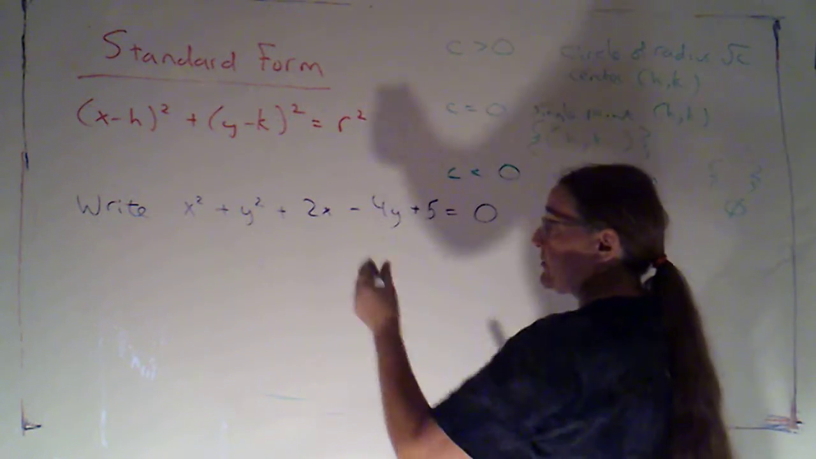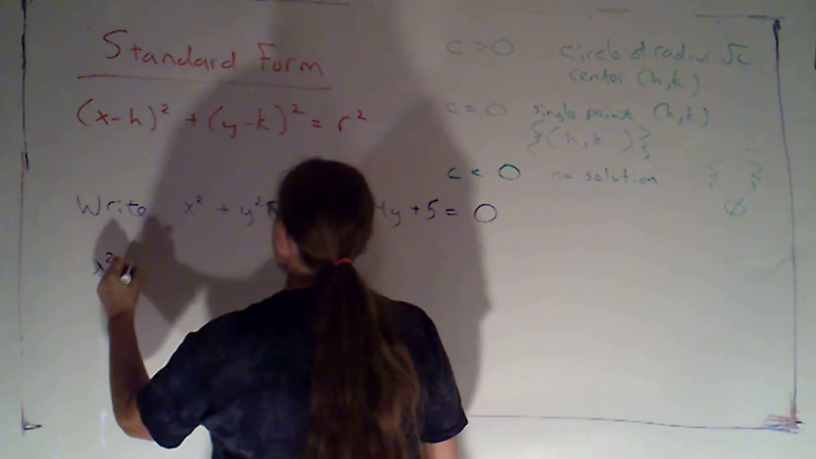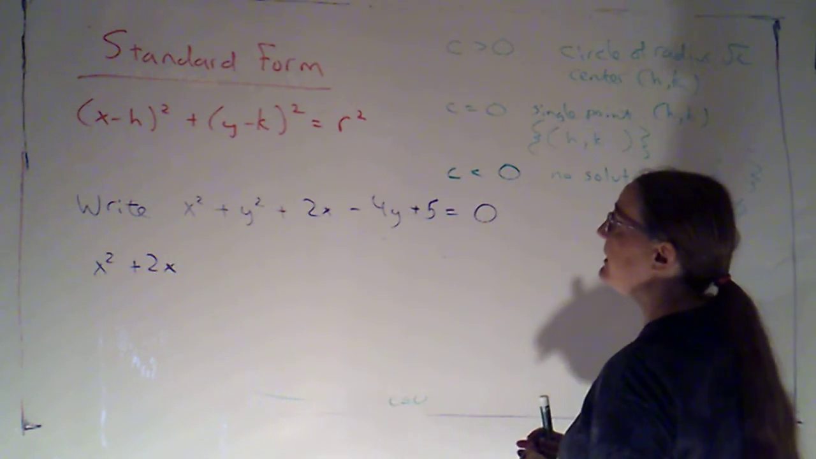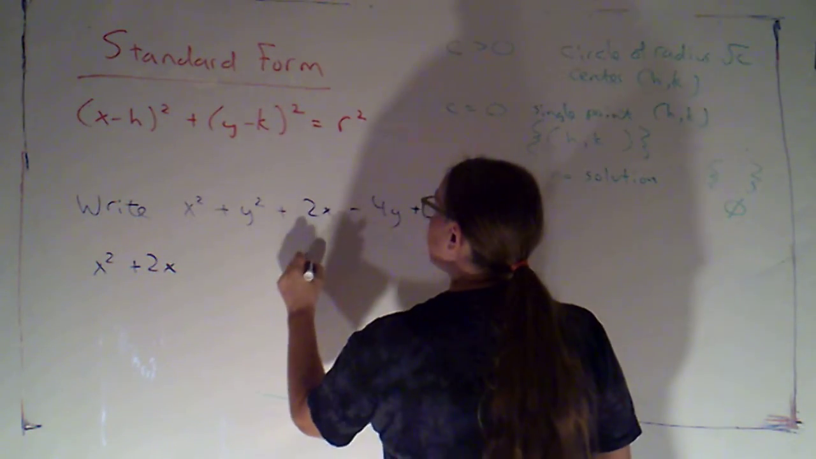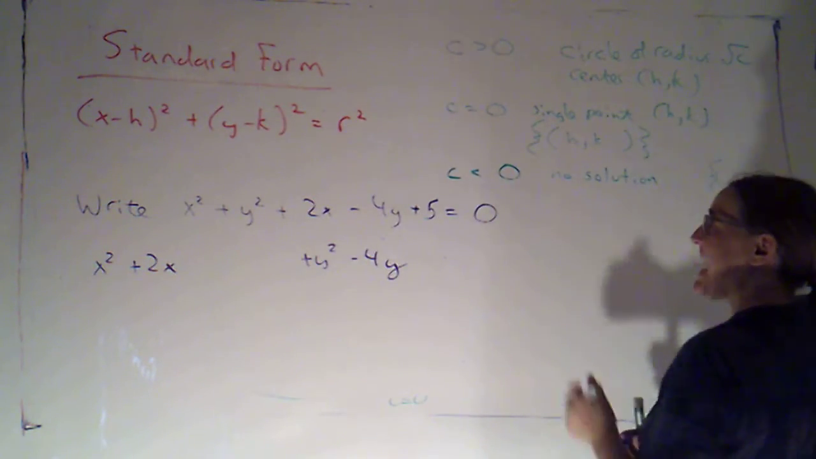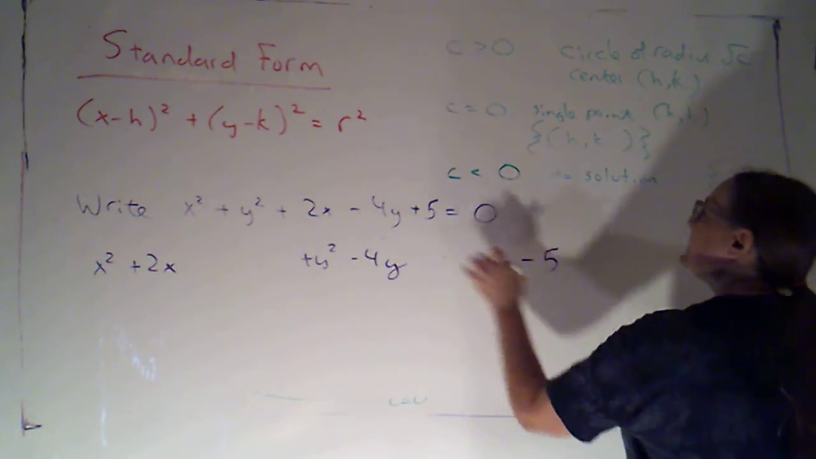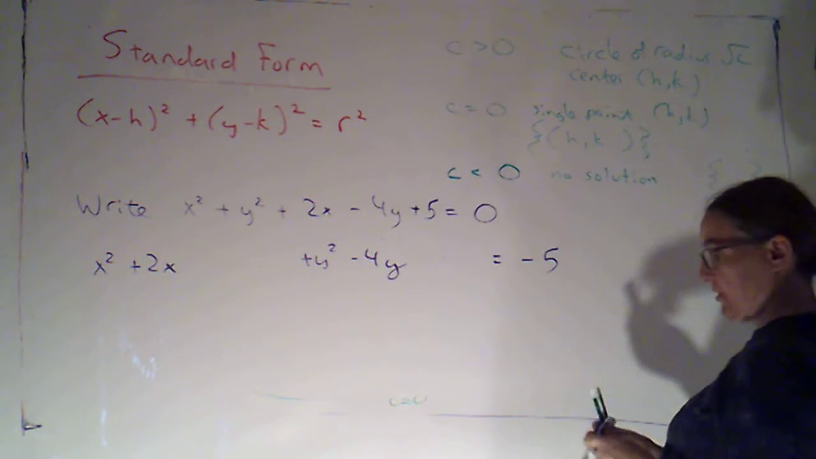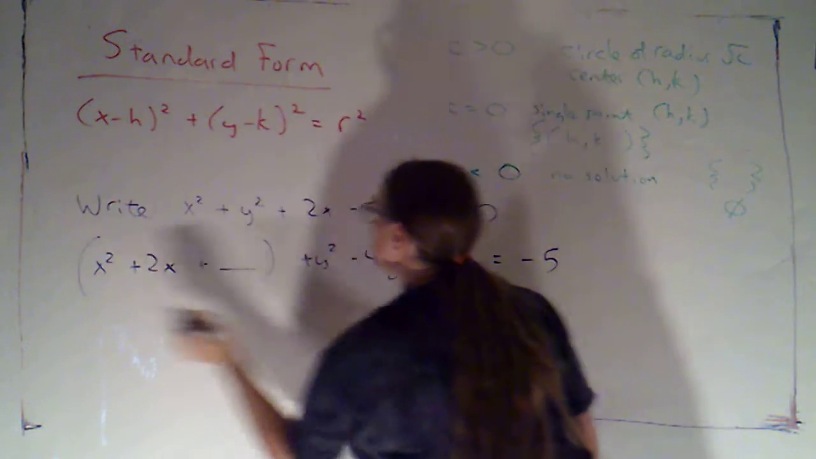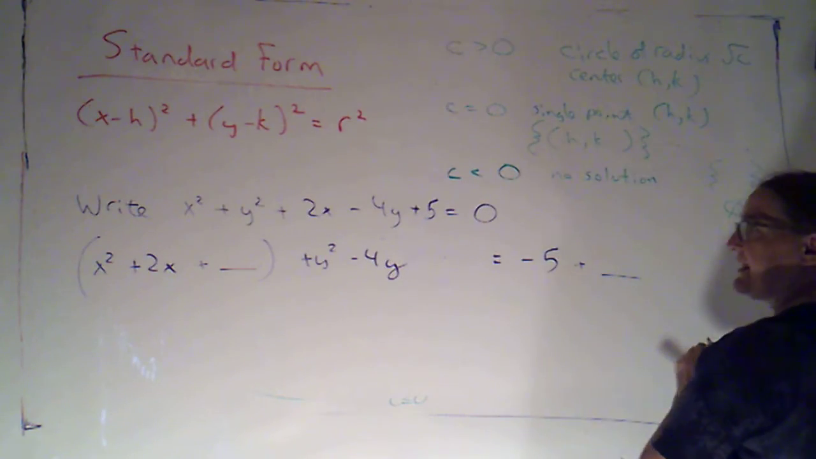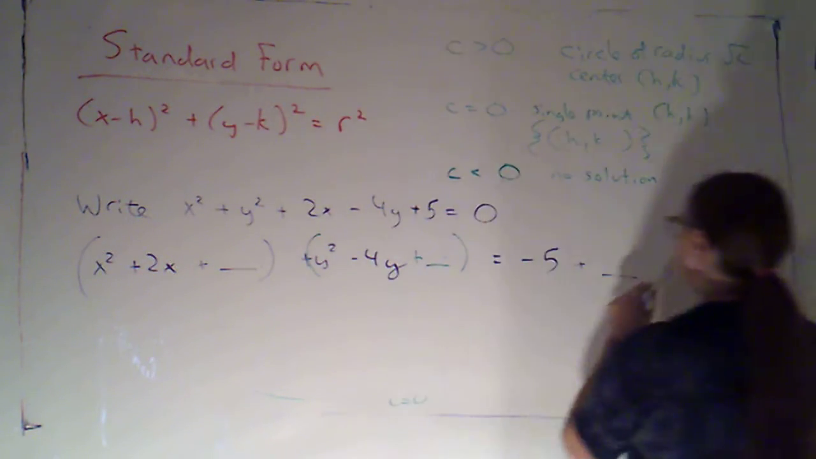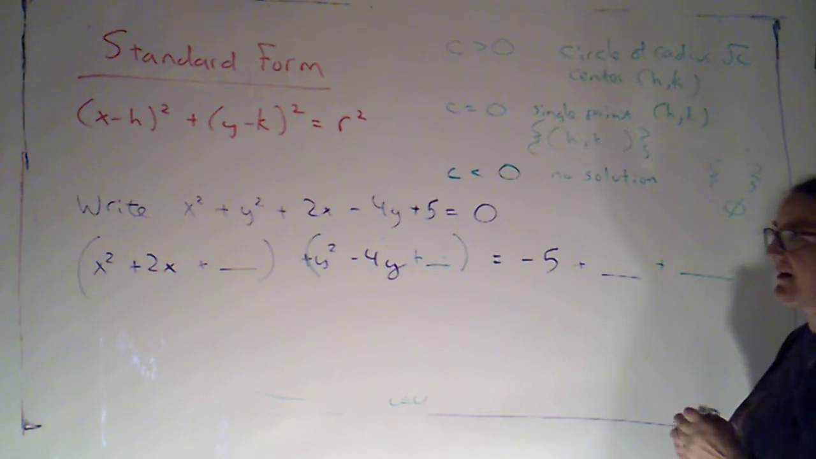So I like to just rearrange it. I'm going to put my x's together. So x squared plus 2x, and I'm going to leave a space to add a number there. Okay, plus y squared minus 4y, and I'm going to leave a space to add a number there, is equal to negative 5. I'm just going to bump the number over to the other side. And of course, I'm hoping to add a number here, which I would also add to this side. And I'm hoping to add a number here, which I would also add over to this side.